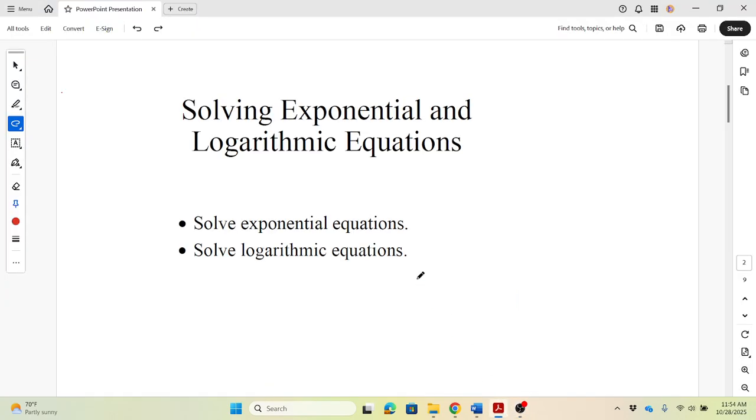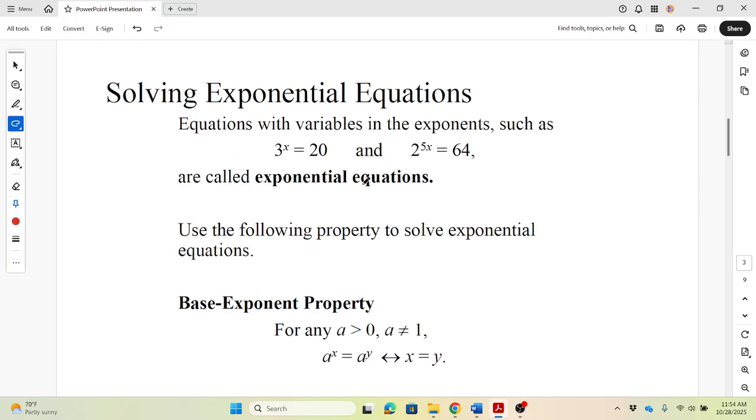Solving exponential and logarithmic equations. So these are the two topics we're going to discuss in this section. First of all, solving exponential equations.